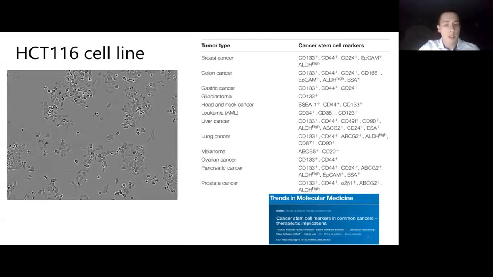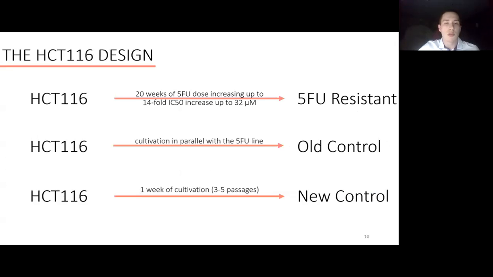But while working with human materials, and we tried that in some pilot experiments, you will face this problem. So in our experiment, we tried to design the resistant line to be as reliable as possible. We cultivated it for 20 weeks with increasing 5-fluorouracil dose, up to a 14-fold increase of IC50. Talking about the controls for the experiment, we obtained the old one, cultivated in parallel with the 5-fluorouracil line, and also the new one, freshly thawed.